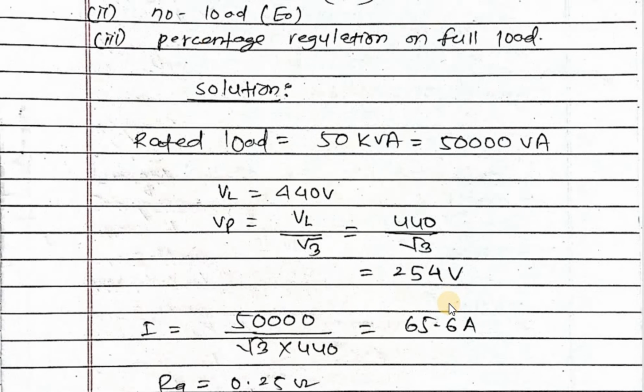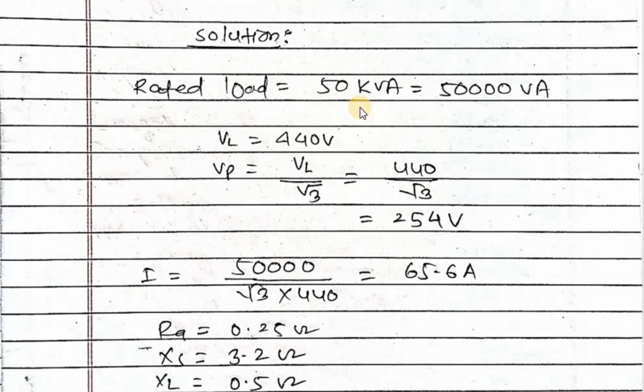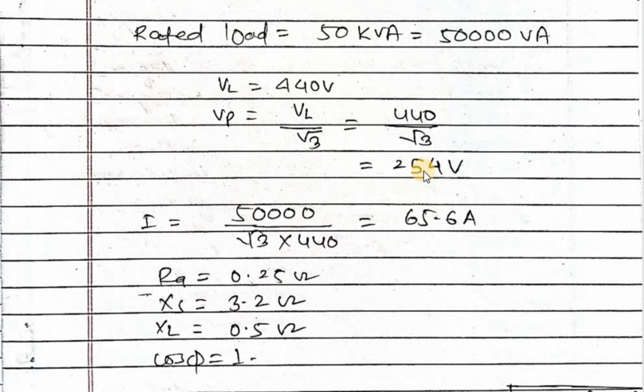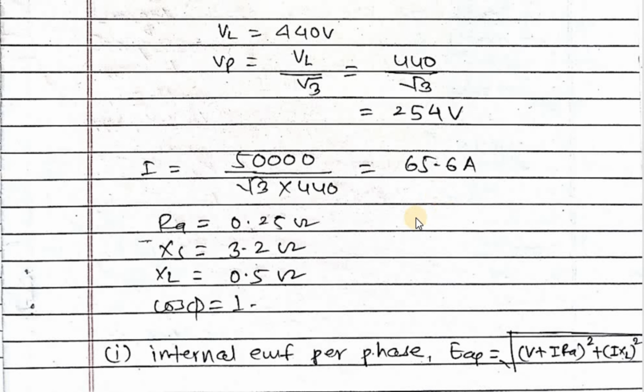First of all, rated load is 50 kVA, so 50 into 10 to the power 3 VA. VL equals 440, so you can find VP as VL upon root 3, which gives 254 V. We know I equals S upon root 3 into VL, so we get 65.6 ampere. R is 0.25, X is 3.2, XL is 0.5, and cos phi is 1.